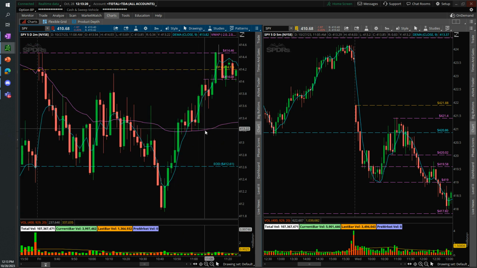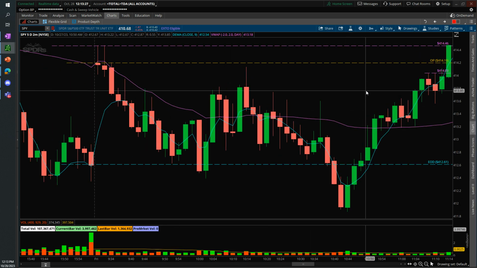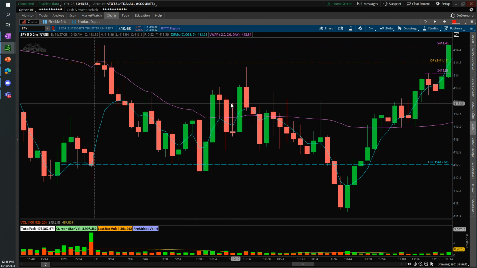Oh, this was a perfect example here, right? Let me just make this bigger. So this was a perfect example of how we like to identify market conditions, right? So we have open print over here at 414.19. This is a bunch of chop right here. This is extreme mess. This is just tons of different chop that I want to avoid.